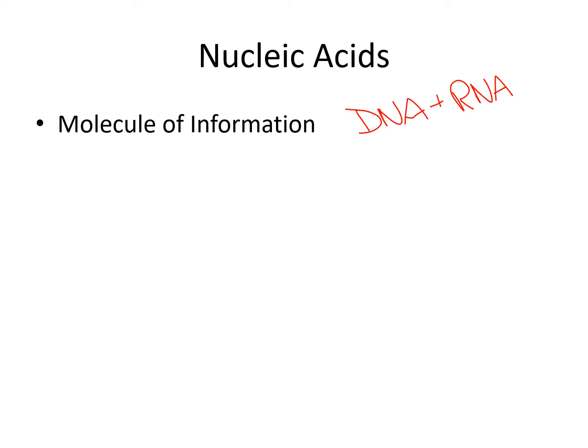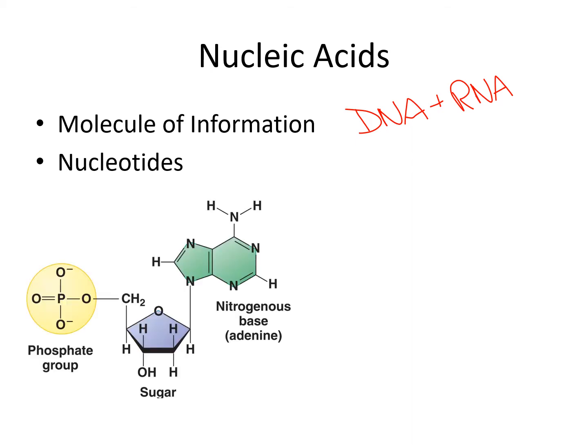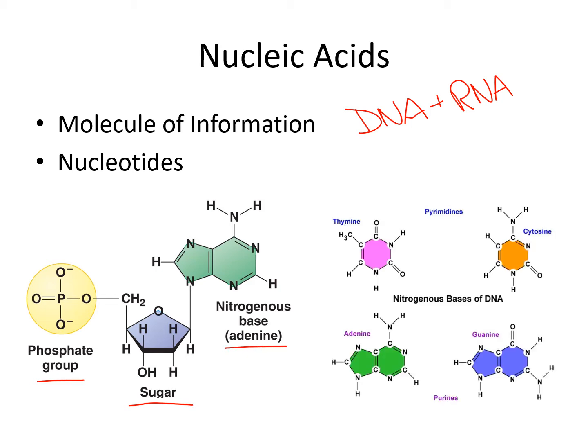covalent bonds. And those subunits, or monomers, are called nucleotides. And the basic structure for a nucleotide is this structure here. Every nucleotide has a phosphate group, a sugar group, and a nitrogenous base. And for DNA, there are 4 types of nitrogenous bases. 2 are pyrimidines, that's thymine and cytosine, and the other 2 are called purines, and that is adenine and guanine.